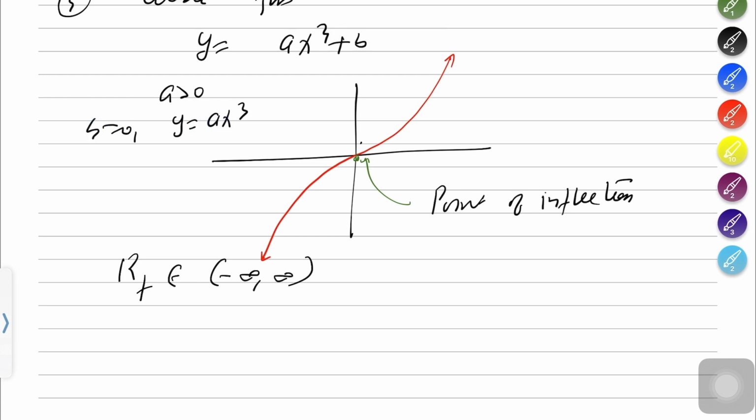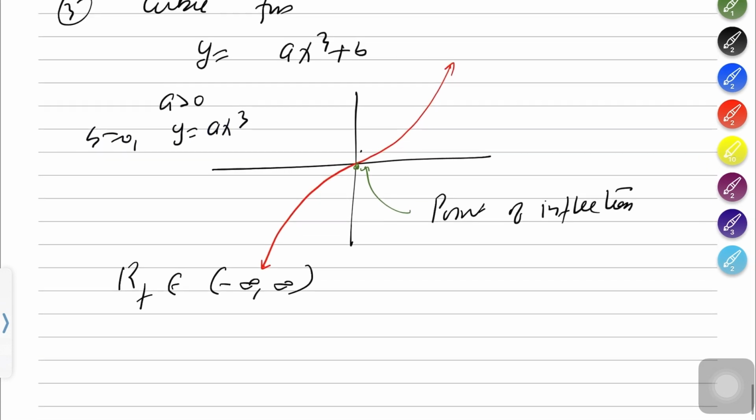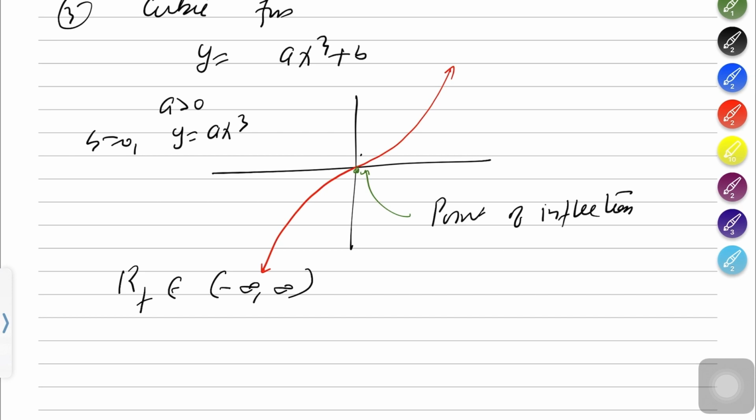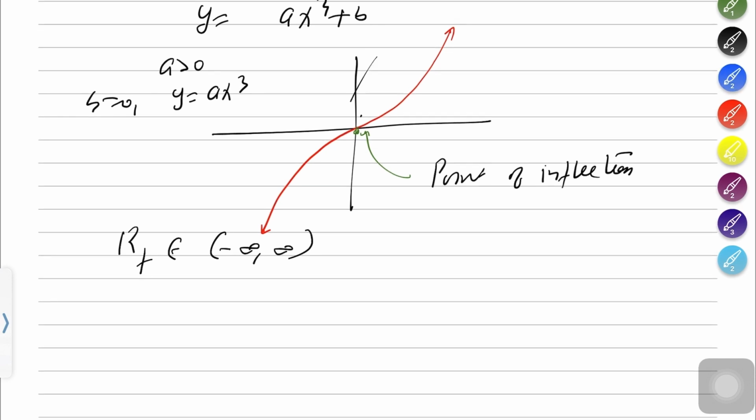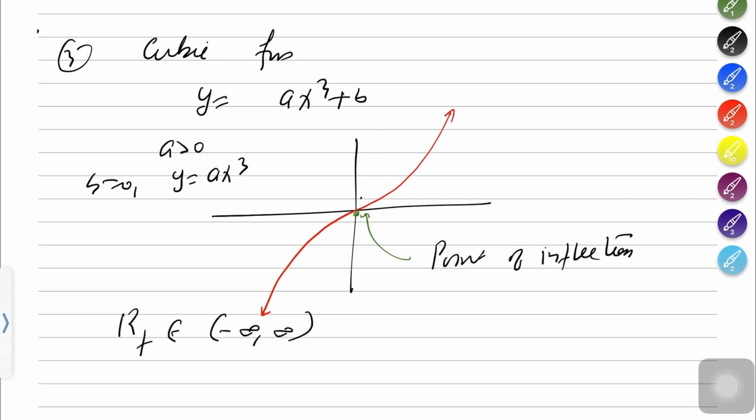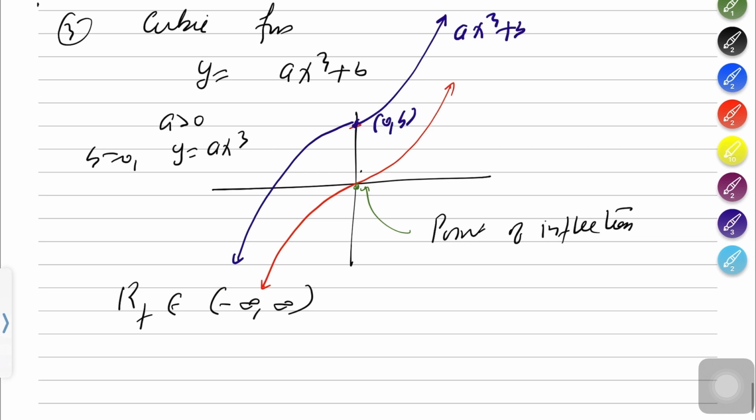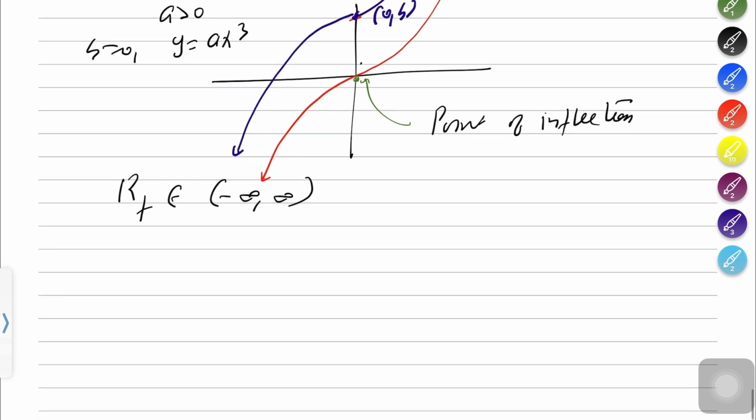Okay, and if you want to draw the graph of, let's say, ax cube plus b, obviously you have to shift it by distance b. It's not necessary, but if you draw the graph, let's say this is shifted by b, concave down and concave up. So this is the graph of ax cube plus b. This is the point shifted, 0 comma b. So this is the way we draw it. The range is minus infinity to plus infinity.